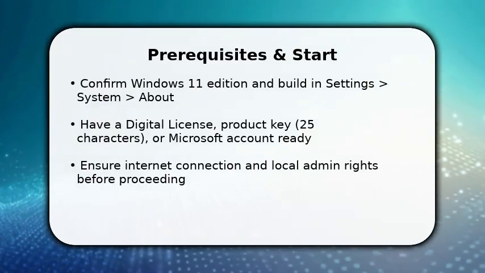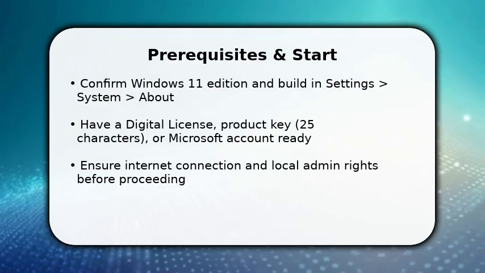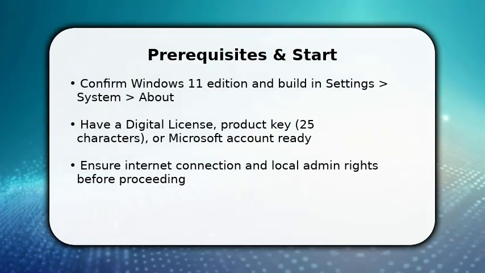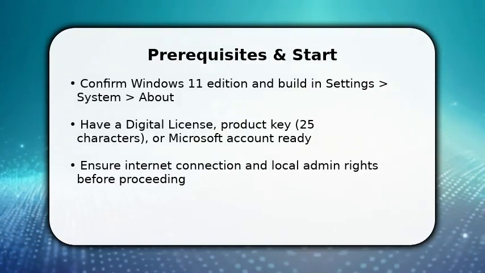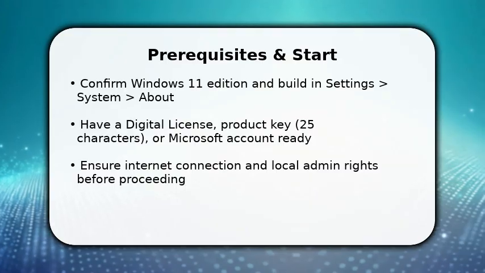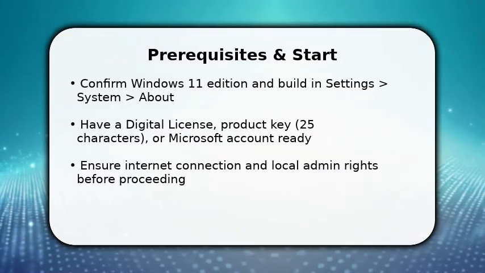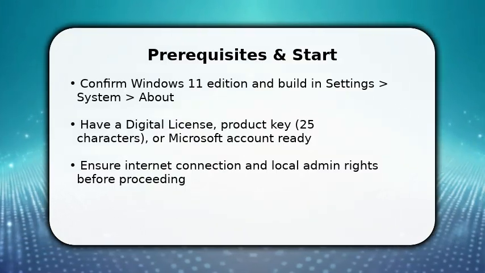Once done, sign into your Microsoft account so online activation can match your hardware profile to a digital license. If you have a key, keep it handy. Make sure date and time are correct, and Windows Update can reach activation servers. Small mismatches often block activation.